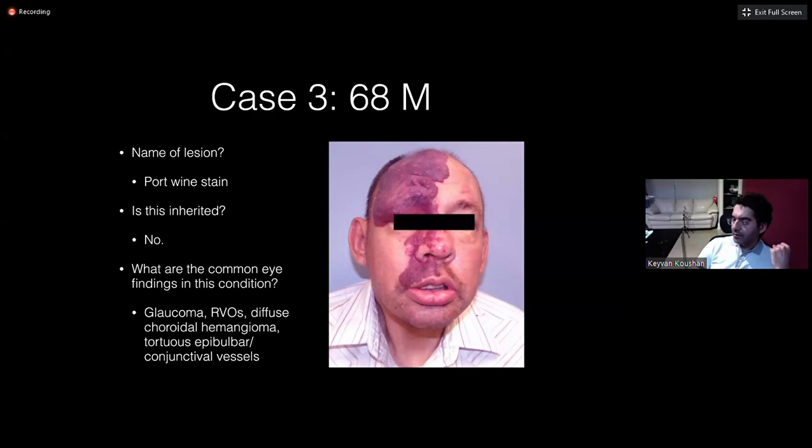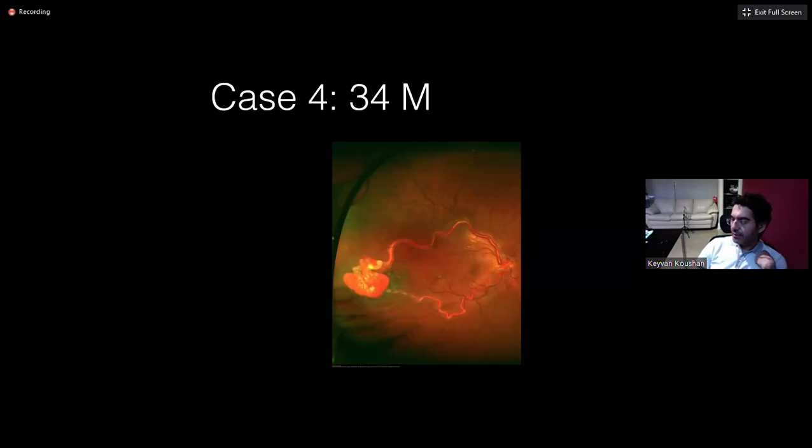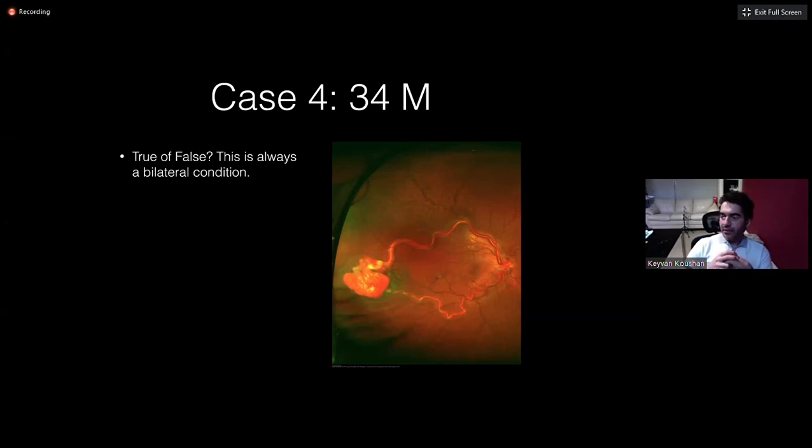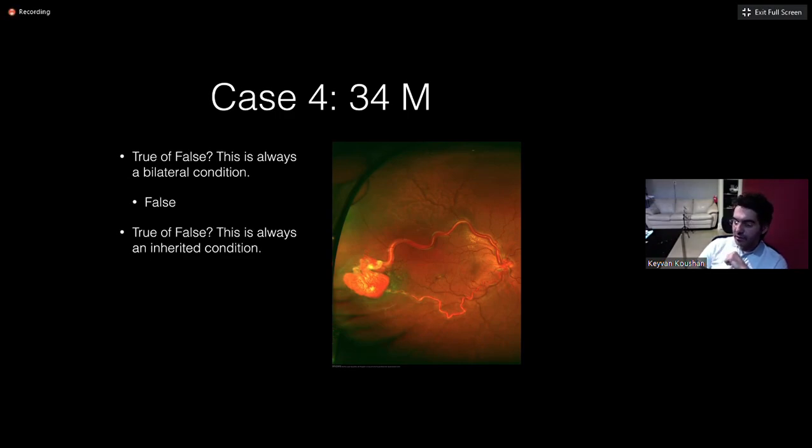Okay, and let's go to the last case. True or false: this is always a bilateral condition. Always bilateral. False. False, exactly. So it can be unilateral, it can be sporadic. It doesn't mean it is necessarily an inherited condition. So how about this one? This is always an inherited condition. I think we just mentioned that as well. So it's all false. It can be sporadic.